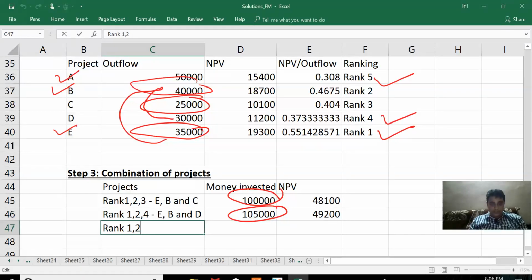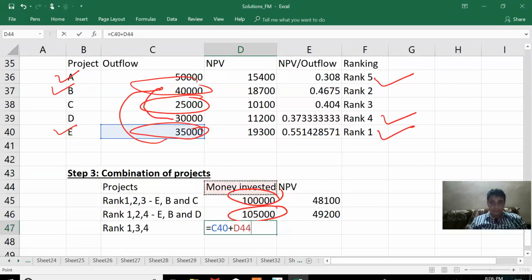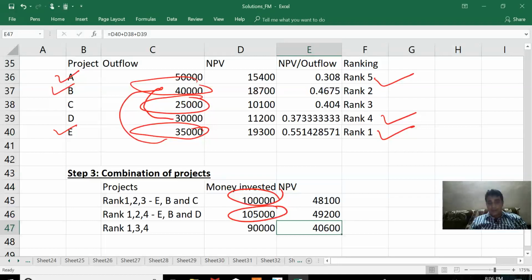Then what else can I do? 1, 3, 4. 1, 2, 3 was possible. 1, 2, 4 was possible. 1, 2, 5 is not possible. So the 1, 2 combination is over. Now 1, 3, 4. 35,000, all put together 90,000 you invest, and this will give you 4,600.